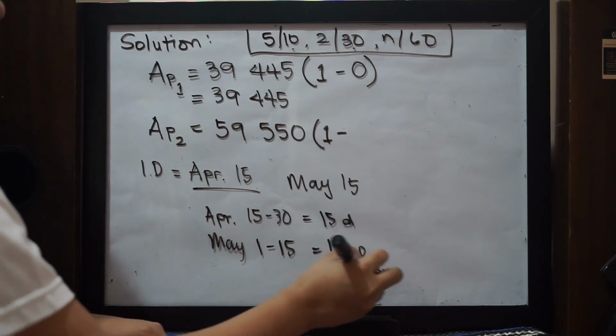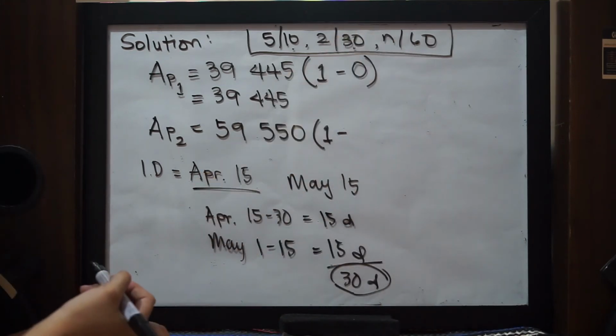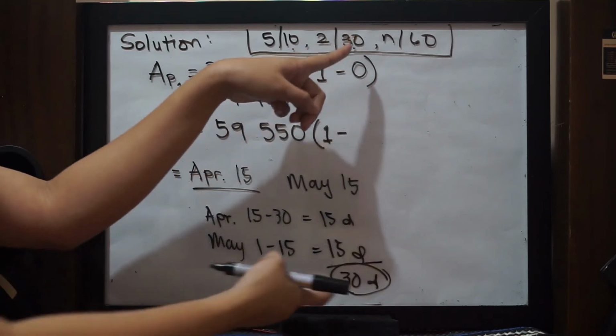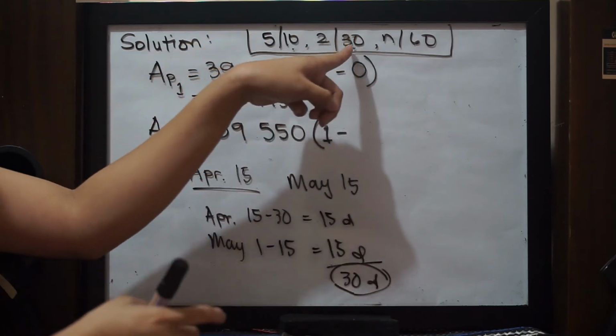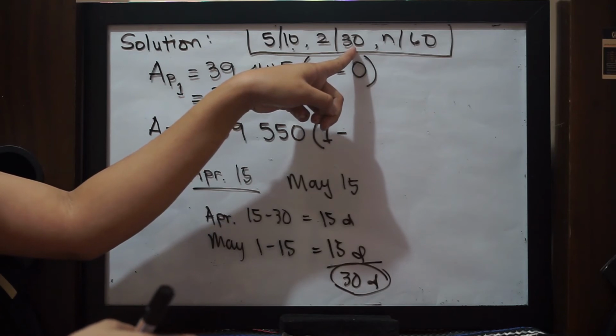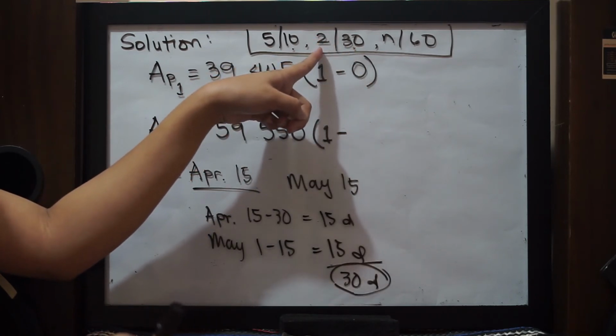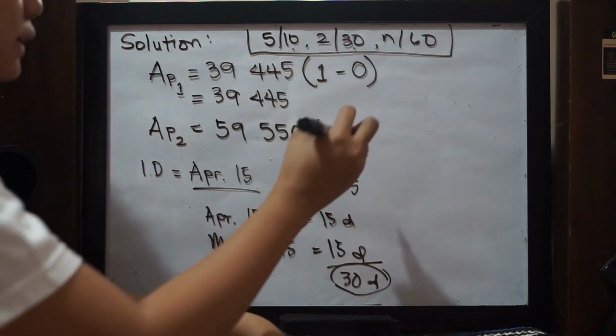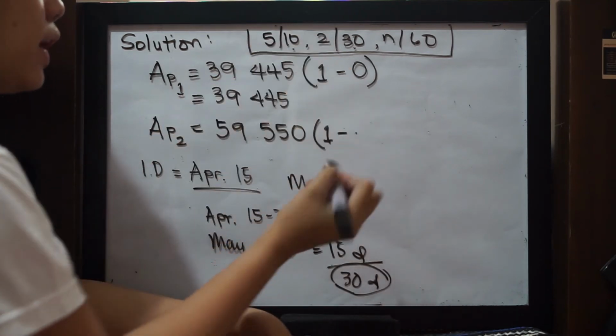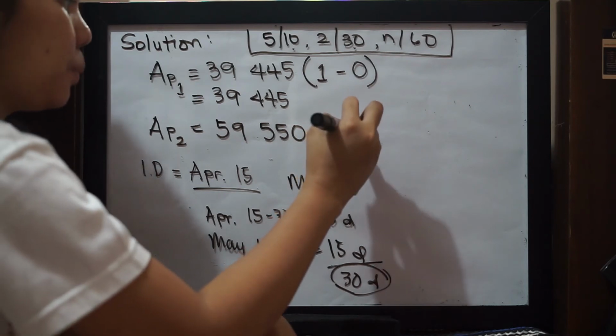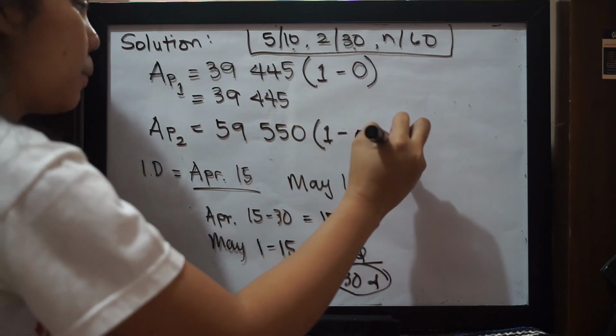Then, balik dun sa terms of discount. Obviously, this day or yung April 15 is within the 30-day period. So, we can avail a 2% discount. And that becomes your discount rate na 2% or equivalent siya to 0.02.